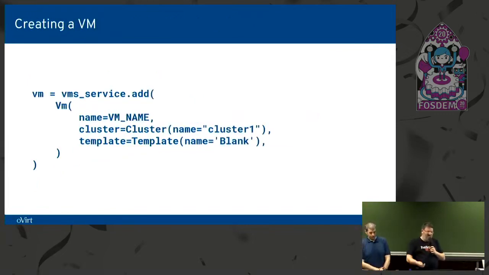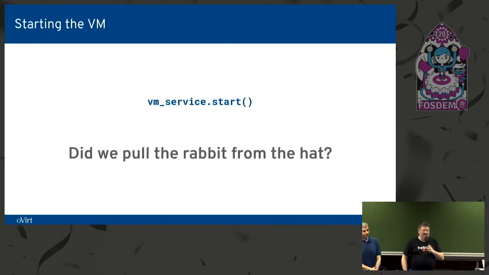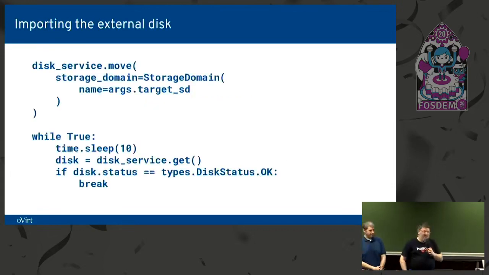And then we need to create a VM and attach the disk to the VM. All this is standard oVirt API usage. And we have to start the VM. So the VM is running. Did we pull the rabbit from the hat that you've seen at the start? Well, not yet. We need to move the disk.